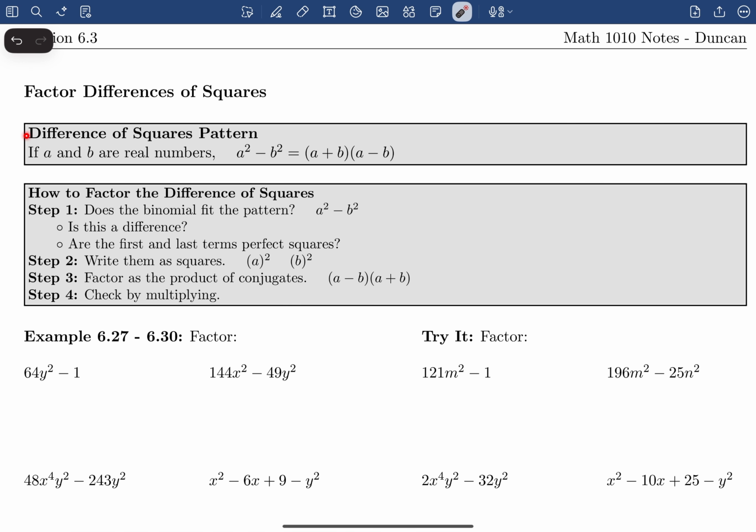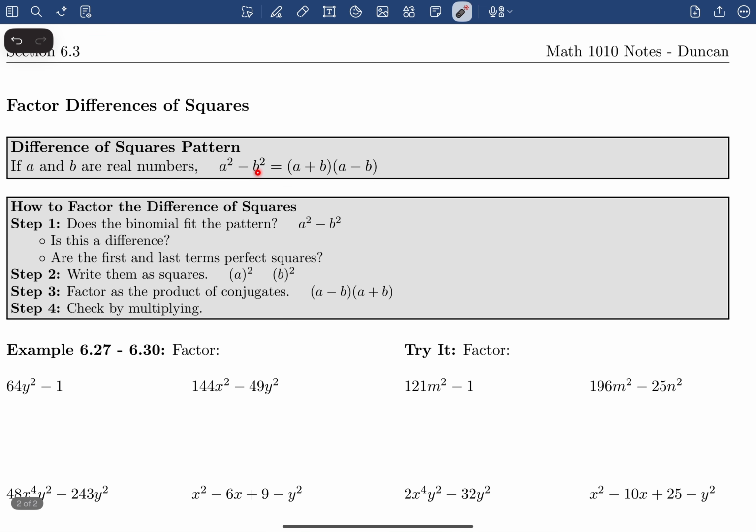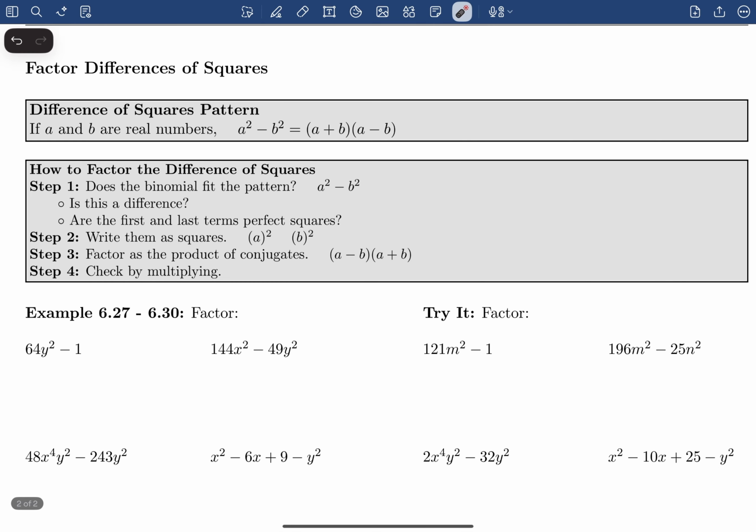Okay, so what is the difference of squares? Little reminder, the difference of squares pattern. If a and b are real numbers, then a squared minus b squared, when you factor it, equals a plus b times a minus b. Okay, so why do we call this the difference of squares pattern? Well, difference in math is subtraction. And two things that are being squared, right? A and b are being squared. So this is literally the difference of two things that are squared.